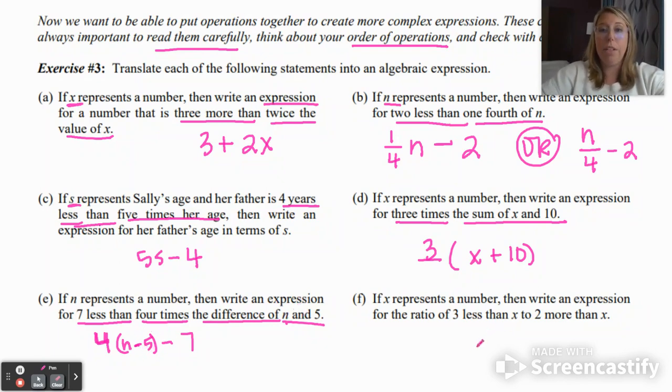The last one I'm going to do with you, and then you're going to do some on your own and check them. Ratio means to divide. So I'm going to go ahead and put a fraction bar, because remember, we're not using that division symbol. So the top is 3 less than x. Less than means minus 3, so it's going to be x minus 3.